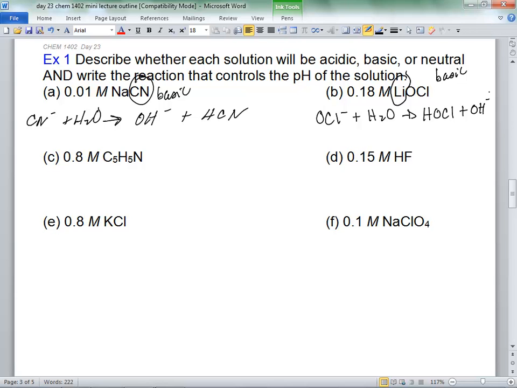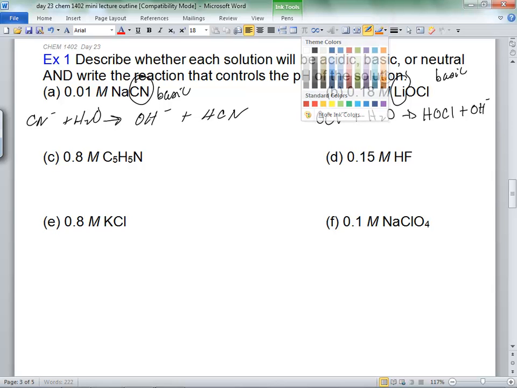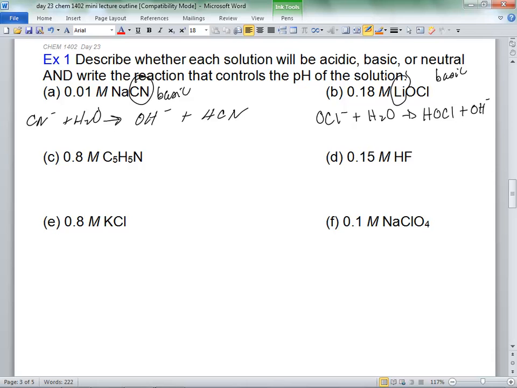Try C. Do the same thing. Determine whether it's going to be acidic, basic, or neutral, and write the corresponding Ka or Kb reaction, assuming that it's going to be acidic or basic, right? Because neutral, you can't write anything.